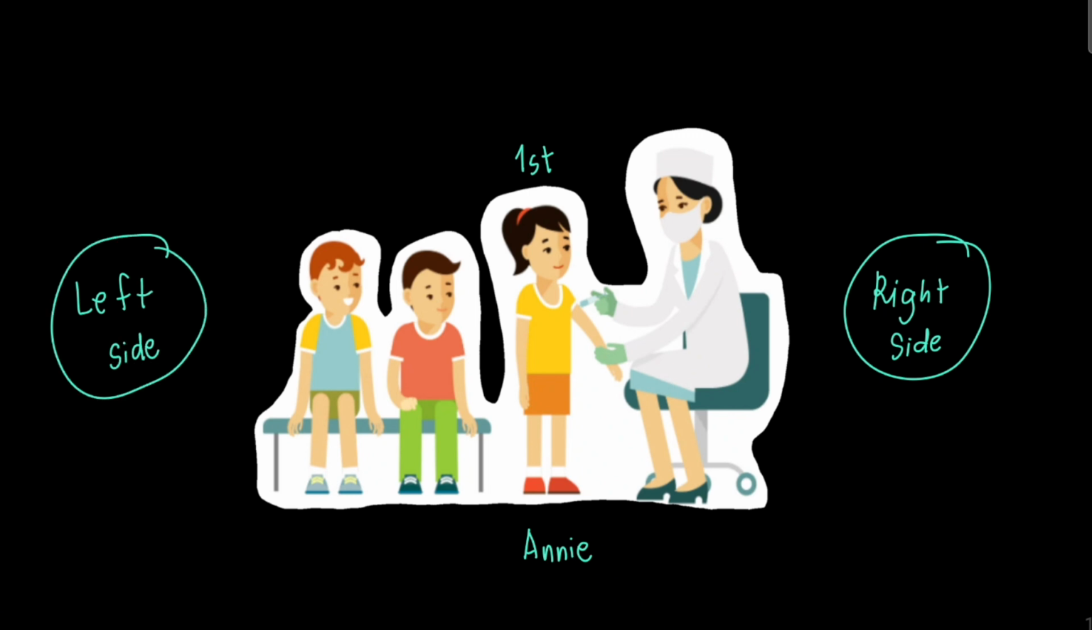Okay, so this time, the kids are in line starting from the right. So Annie is here. The line is starting from right to left. So it is important to identify a point of reference or starting point to find the position of an object. If the first kid is Annie, this second kid, this boy here, is Benj. And the third kid in line is Carlo.